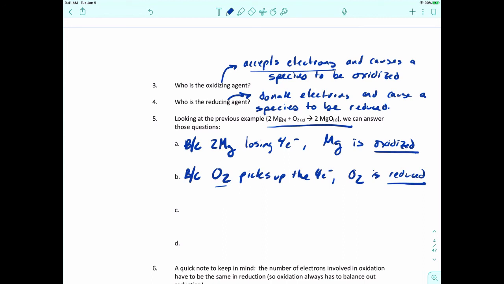but here's the thing, it also causes a species to lose the electrons. So if O2 is gaining the electrons, where does O2 get those electrons from? They get it from the magnesium. So O2, because O2 accepts the 4 moles of electrons from 2 moles of magnesium, O2 is the oxidizing agent.